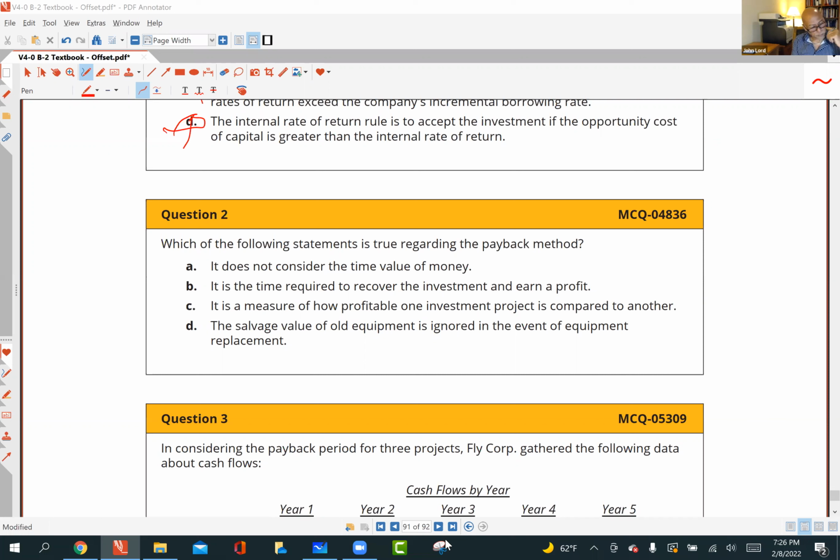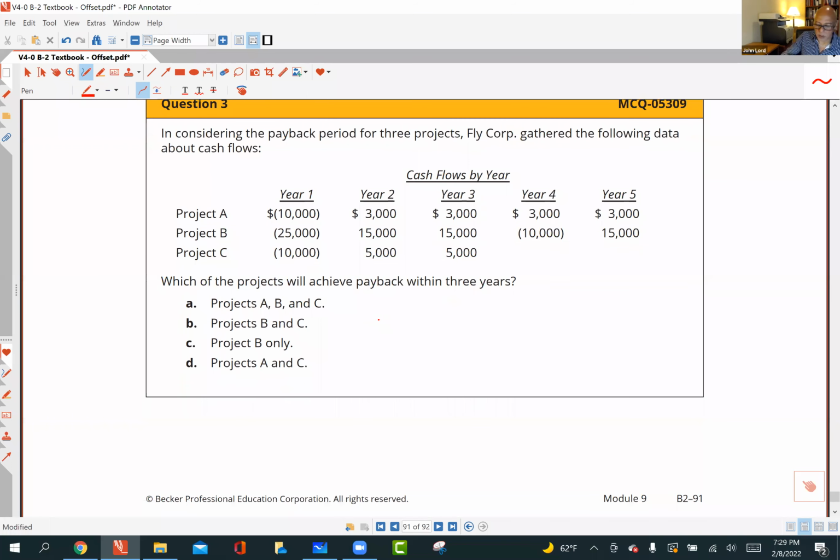Okay, good. Let's look at this one. And what I like about this one is it does a nice job of considering many of the factors that we saw in our discussion from the text about the payback method.